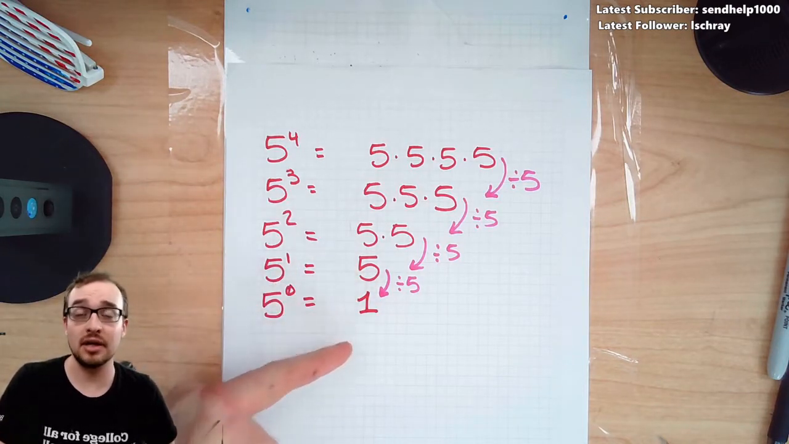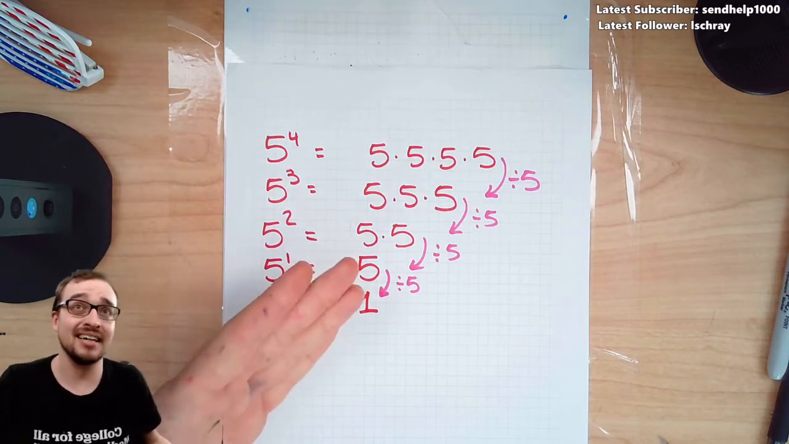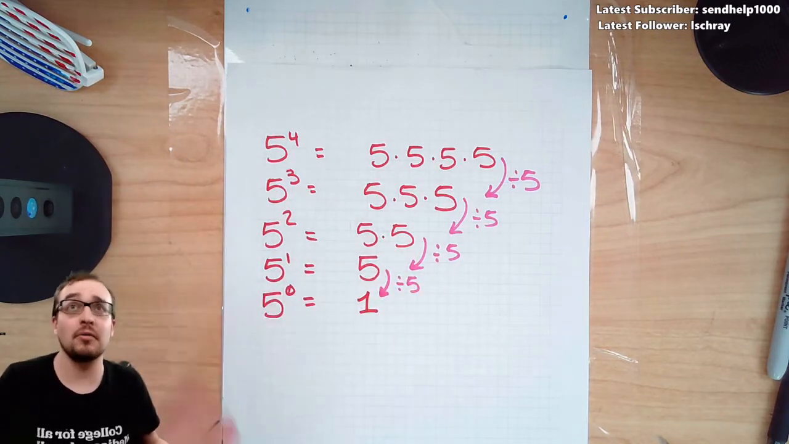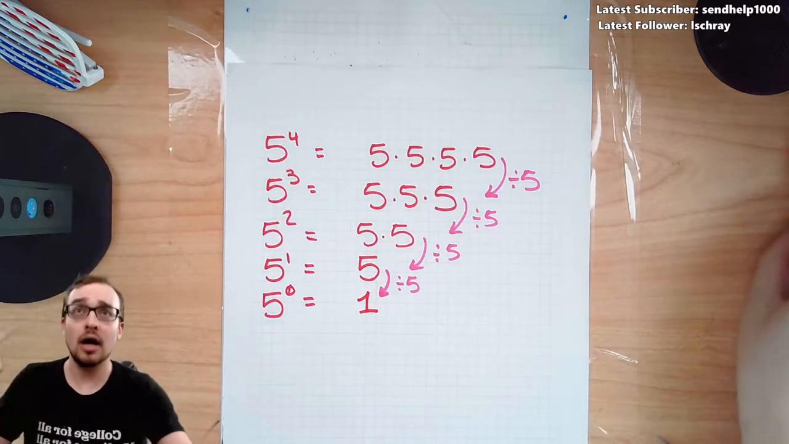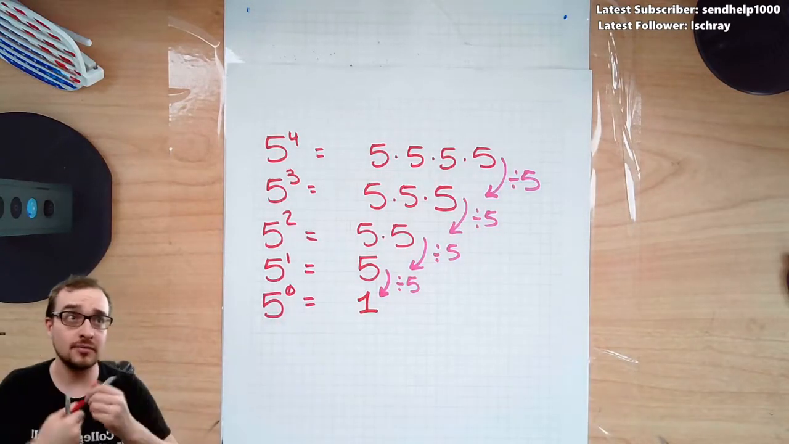In fact, anything to the 0th power will be 1, because 5 to the 1st is 5. We divide by 5 and get 1. If I did 10 to the 1st, I get 10. Well, to go back, I'd have to divide by 10. I get 1, right? Anything to the 0th is 1. All right. We're feeling good. Awesome. Fantastic.